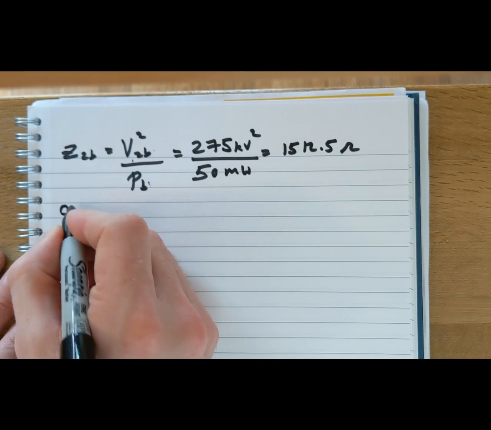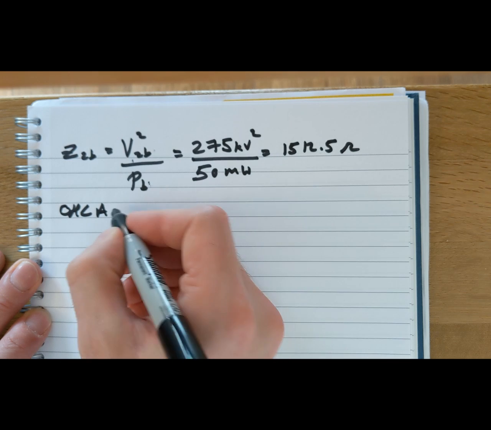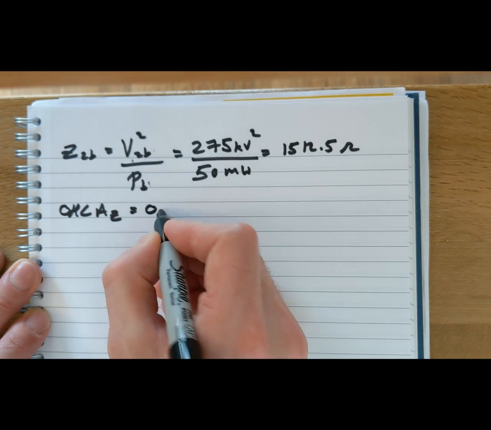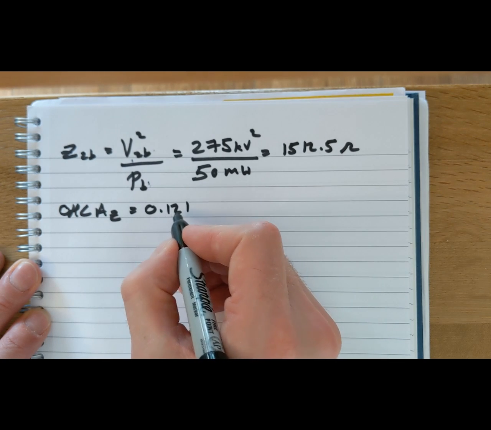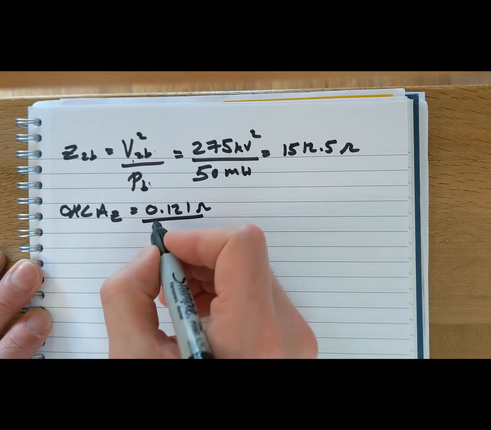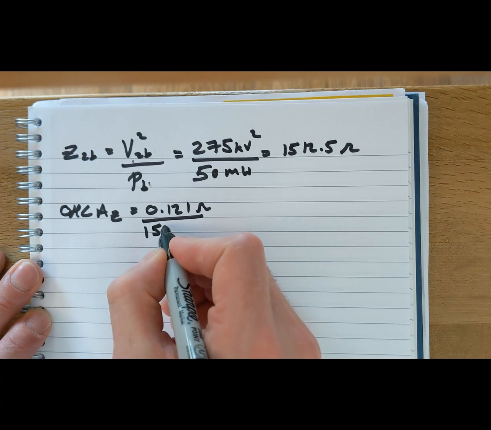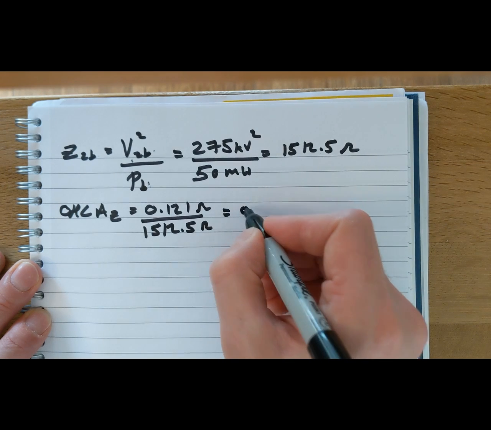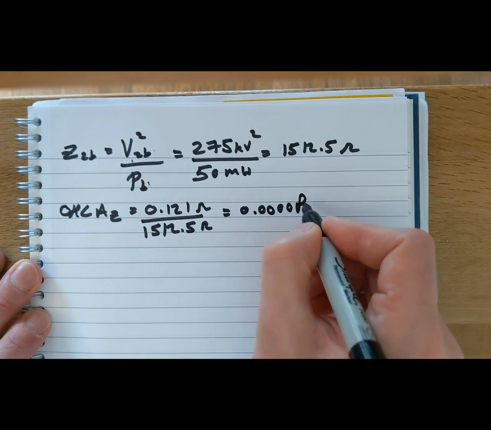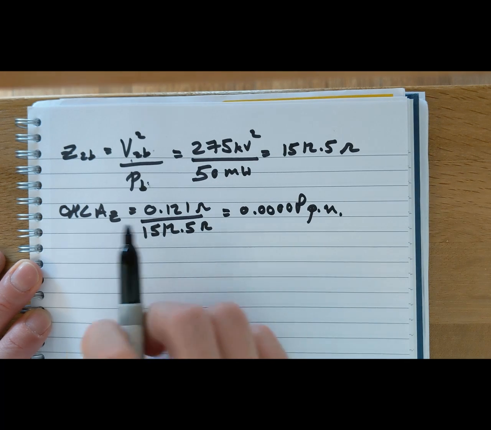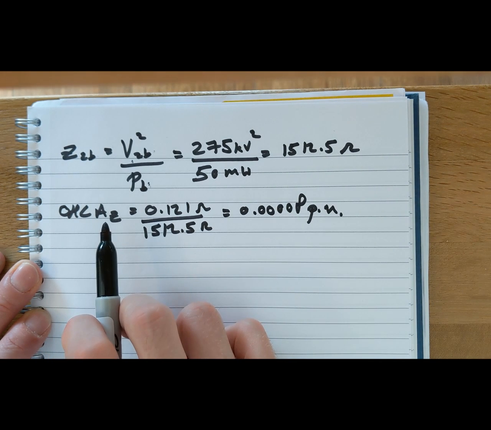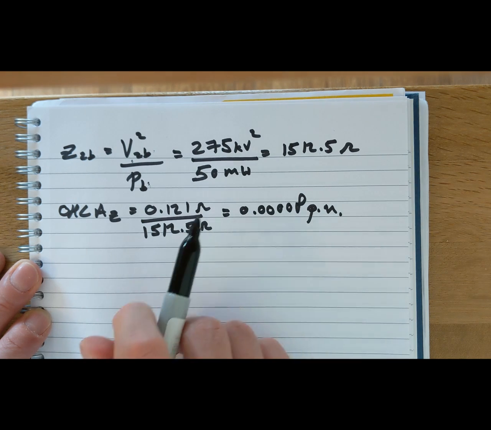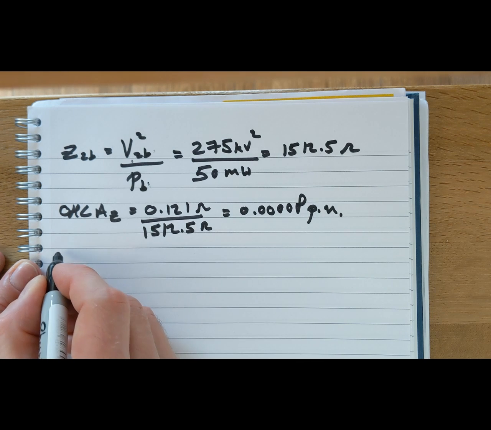And therefore our overhead line A's impedance in per unit is simply its impedance in ohms, which is given to us, which is 0.121 ohms, divided by our base for that area, which is 1,512.5 ohms, which gives us 0.00008 per unit. So that's our impedance of overhead line A in per unit: 0.00008 per unit.